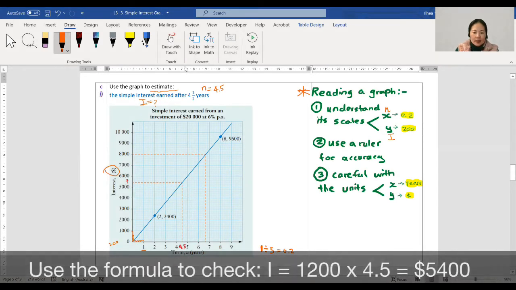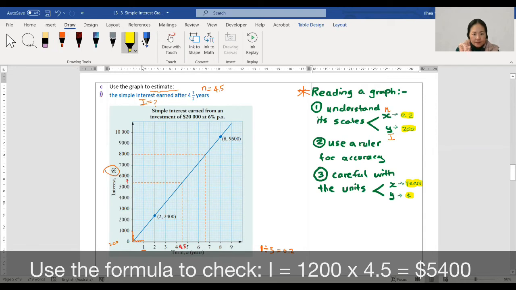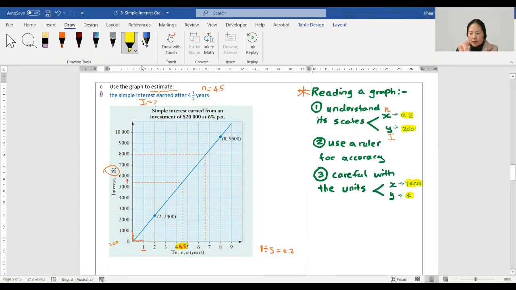So I'm looking at 4.5 here. I already put the 4.5 here, the yellow highlight, and then it goes up until it hits the straight line, and then I'm going to my left to see how much interest I'm getting. So when you do that, you will get 5,400.